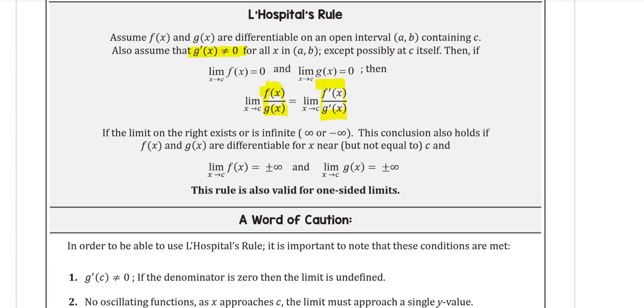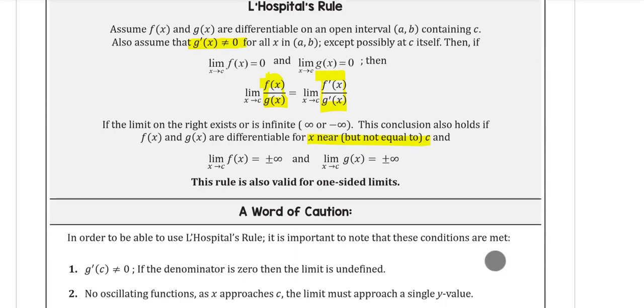And the same is true if you have the indeterminate form of infinity over infinity or infinity over negative infinity. And of course it can be near but not equal to c, and of course this works for one-sided limits as well. Okay, a couple of cautions.